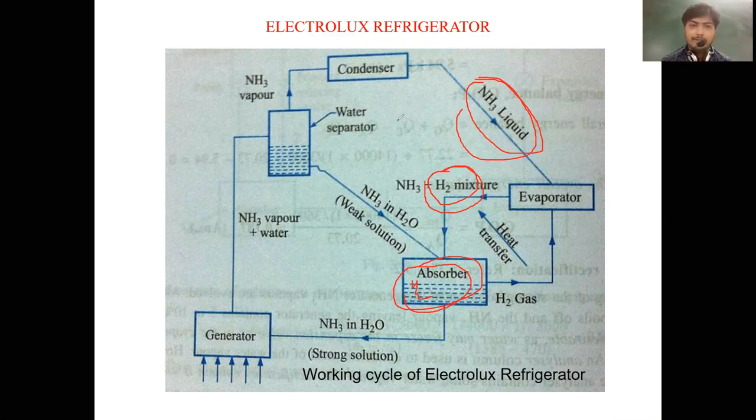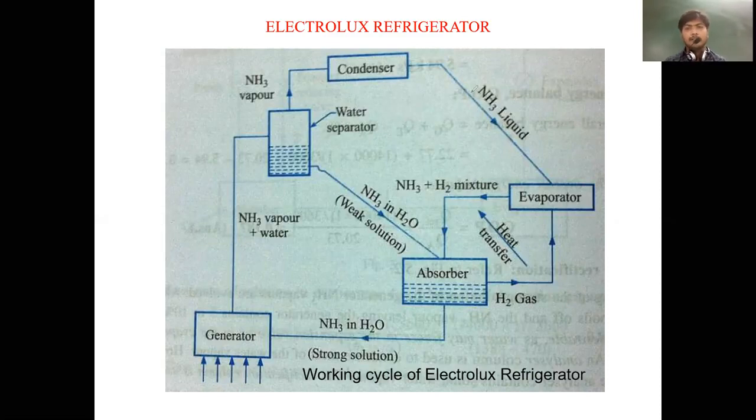This cycle is also called a gravity-based cycle, and in this cycle, no pump is required. It is also known as a constant pressure cycle, because everywhere the pressure is constant. So how does this cycle work? Let's start from the evaporator.